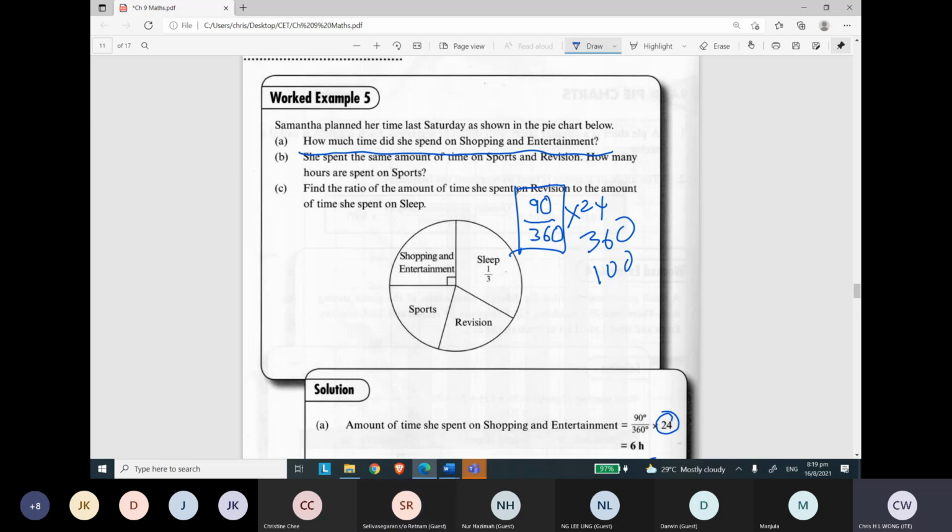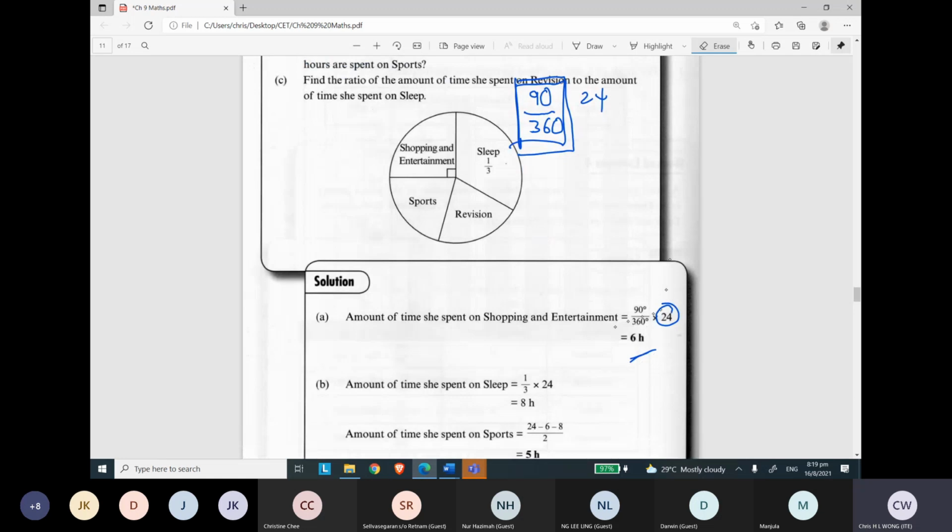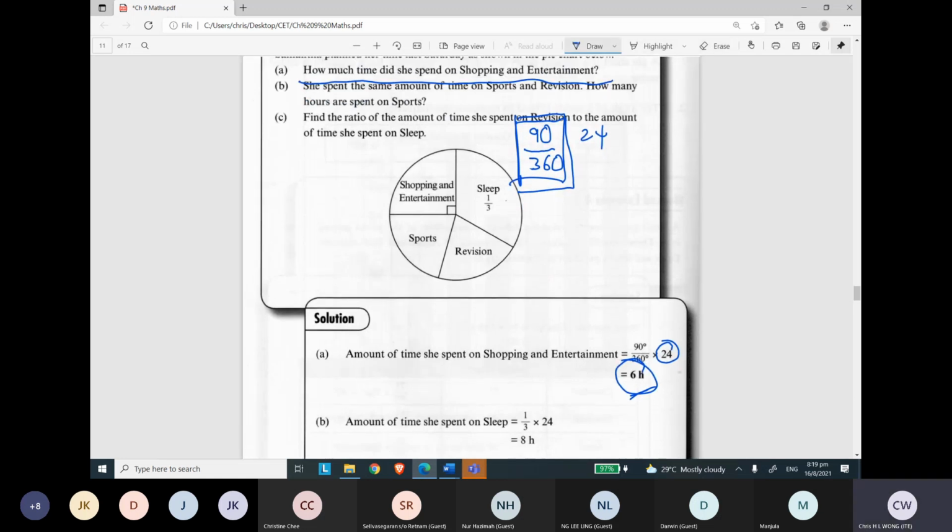So if I ask you to change it to the number of days of the year, then I times 365, and that becomes the number of days of the year. Okay. So this one, they ask you for the number of hours. Based on 1 day is 24, I will times 24, then you get 6 hours. You understand? Do you know why you use 90?